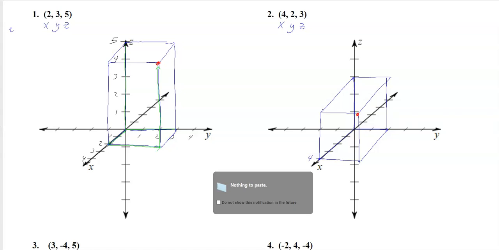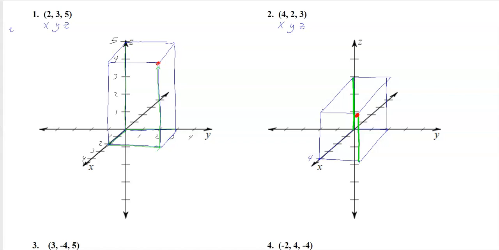4 out at me, 2 over to the right, and 3 high. And visually, hopefully if you do this thing right, this height should be the same as that height. It should be roughly 3 up there. So there's my spot out in space at 4, 2, and 3.